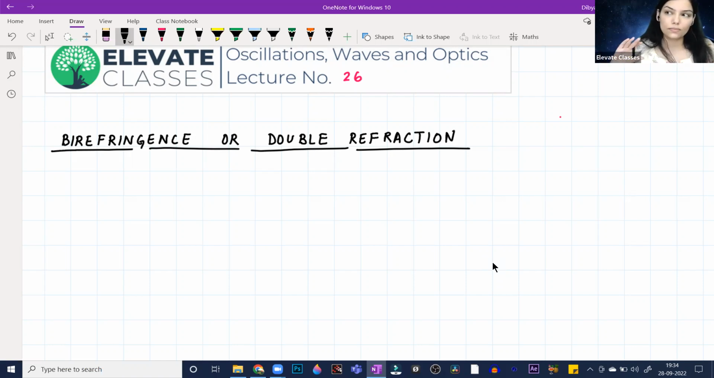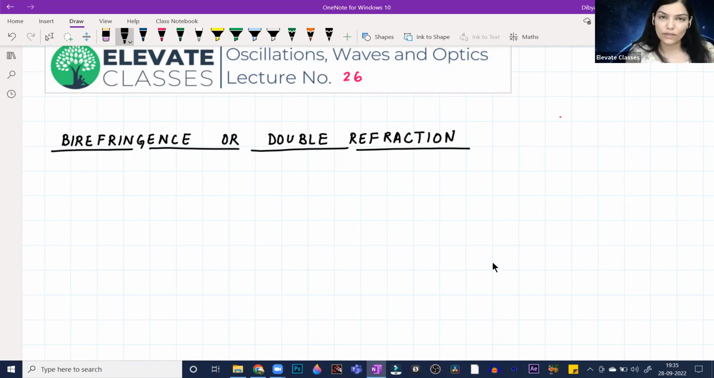mathematical and बहुत detail में होता है. But for optics, we don't have to go into that detail. We only have to understand what the phenomenon is and how this phenomenon will help us in changing the polarization state of a light.